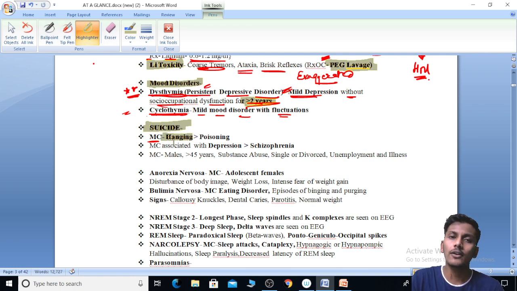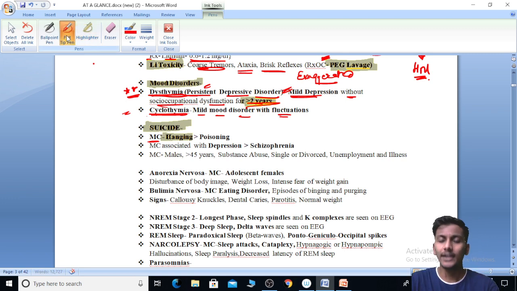A question from forensic medicine also. So please remember, the most common method of attempting suicide would be hanging. Yaad rakh lena ye. Okay, and the second most common method would be poisoning.